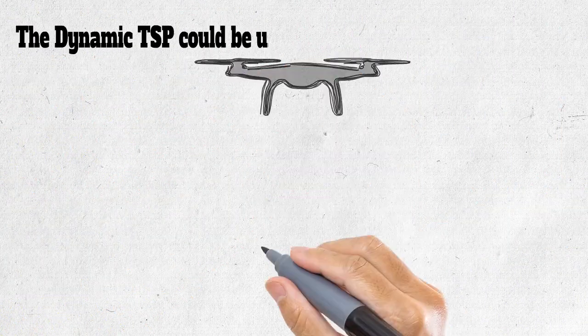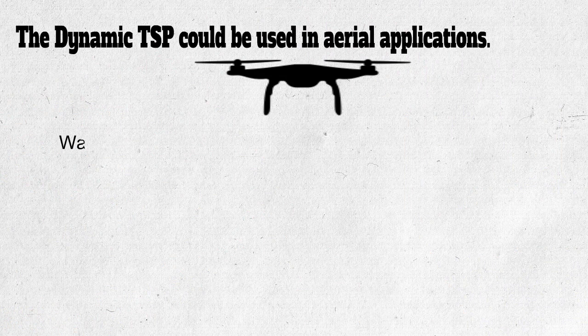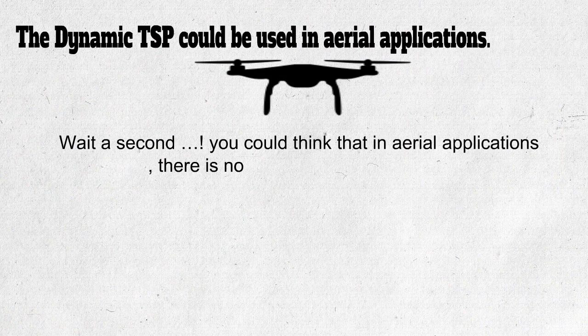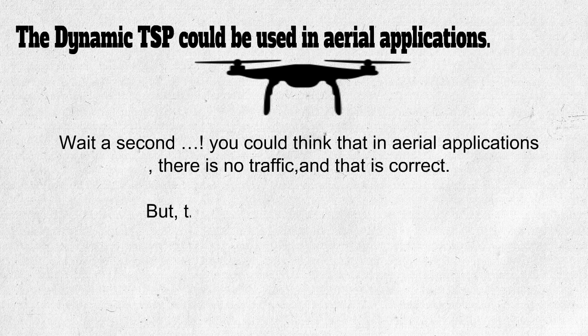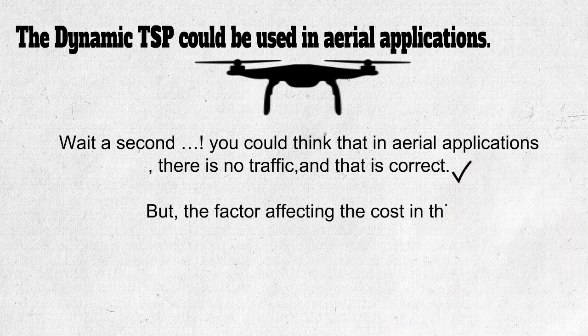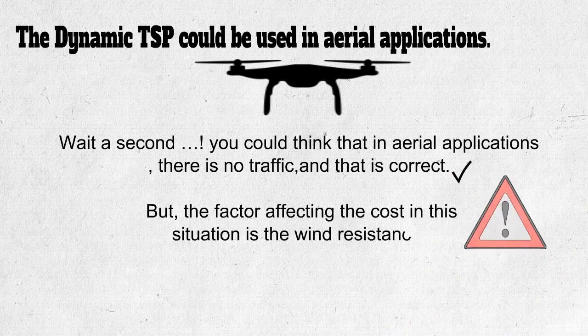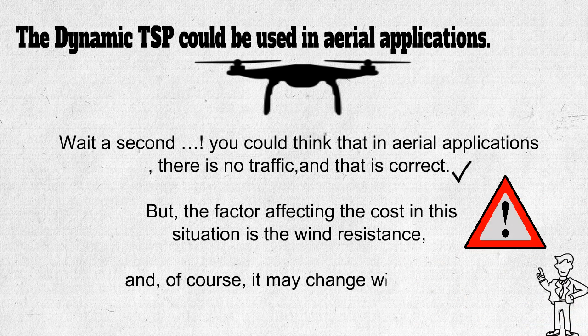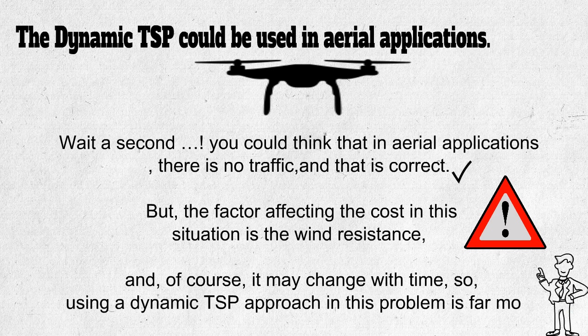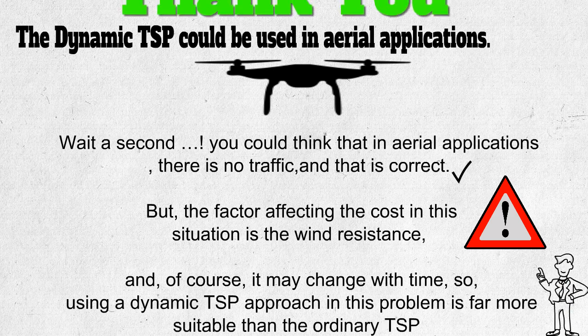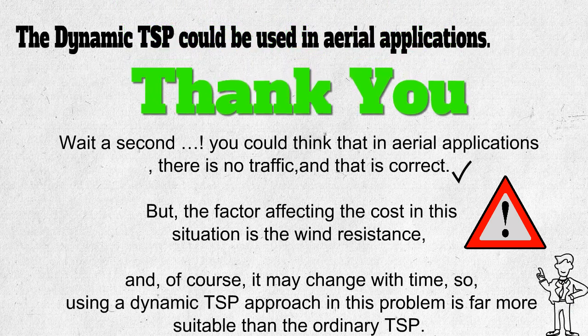This kind of TSP is called the dynamic TSP. The dynamic TSP could be used in aerial applications. Wait a second. You could think that in aerial applications there is no traffic. And that is correct. But the factor affecting the cost in this situation is the wind resistance. And of course, it may change with time. So, using a dynamic TSP approach in this problem is far more suitable than the ordinary TSP.